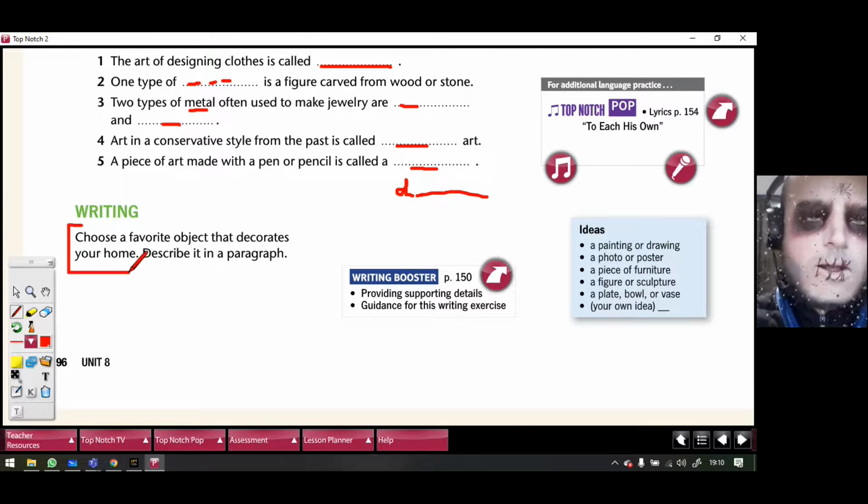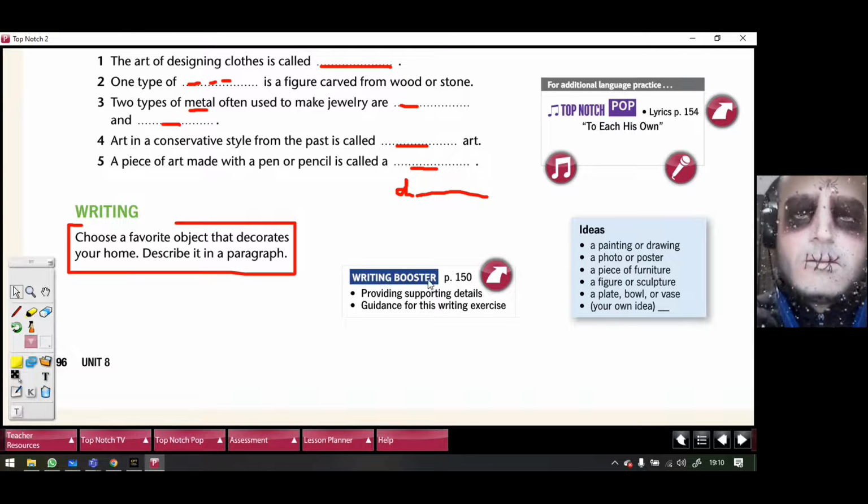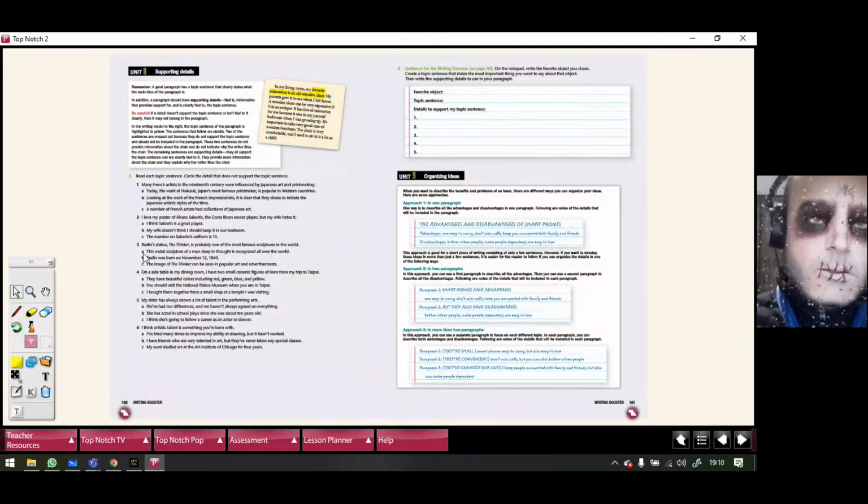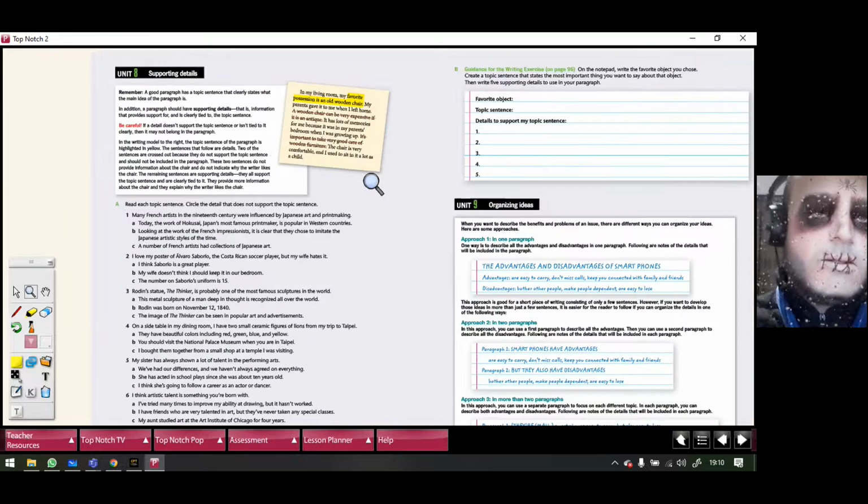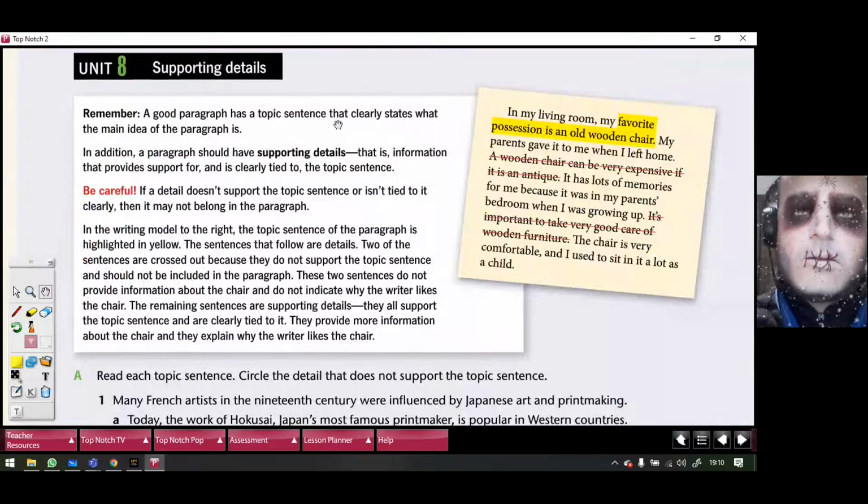We had this once, so as this is a review, you can choose a favorite object that decorates your home. Describe it in a paragraph. For the writing exercise, there is a writing booster here on page 150. Let's go there, take a look. Supporting details. A good paragraph has a topic sentence that clearly states what the main idea of the paragraph is. Example: in my living room, my favorite possession is an old wooden chair.